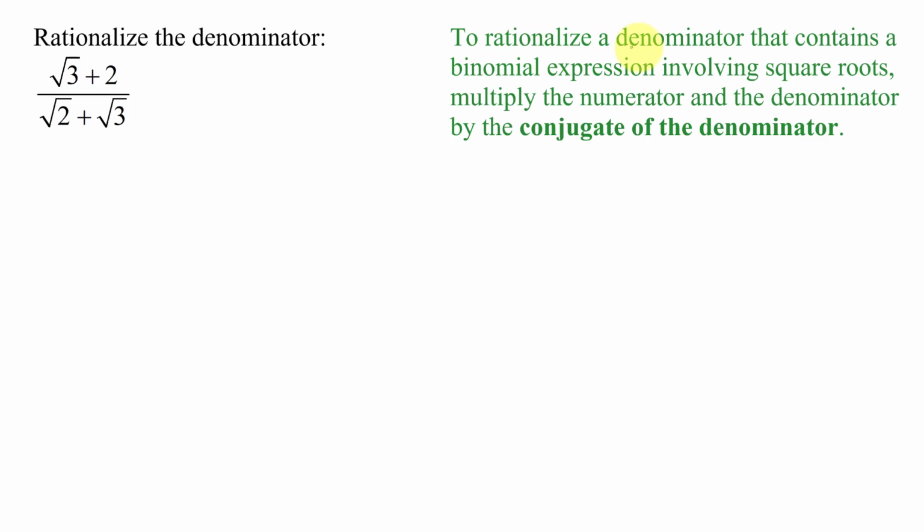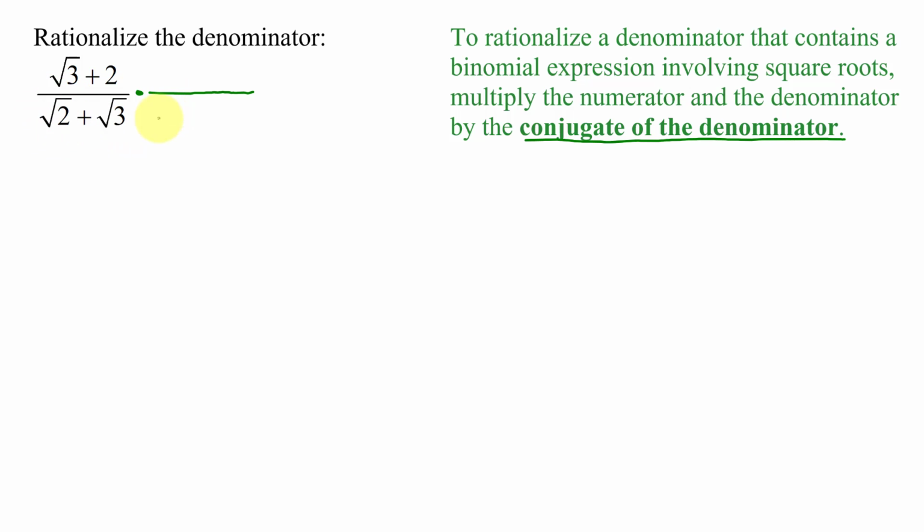To rationalize a denominator that contains a binomial expression involving square roots, we need to multiply the numerator and the denominator by the conjugate of the denominator. So in this case, I'm going to multiply numerator and denominator by the conjugate of the square root of 2 plus the square root of 3. How do we find the conjugate?